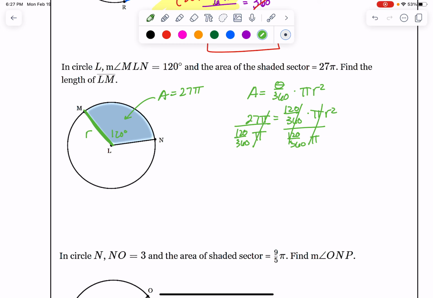Those cancel because pi over pi is 1, so I'm left with 27 over 120 over 360. So make sure that you do the big fraction and you put a small fraction in the bottom, and that equals r squared. When you do all that, that is 81 is r squared. Remember that square roots undo squares. Let's do the square root of both sides so that r is 9.